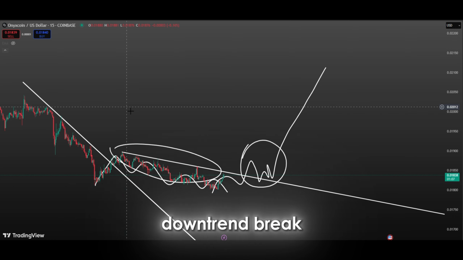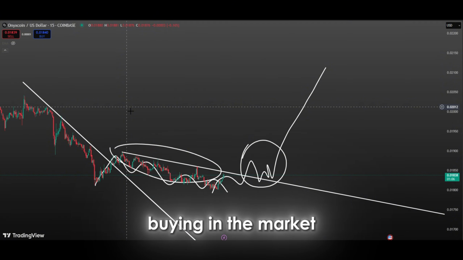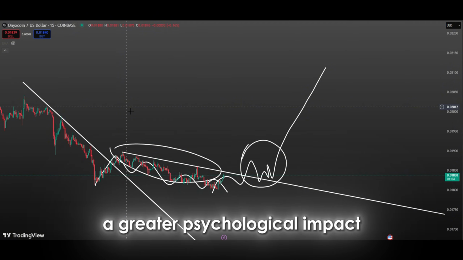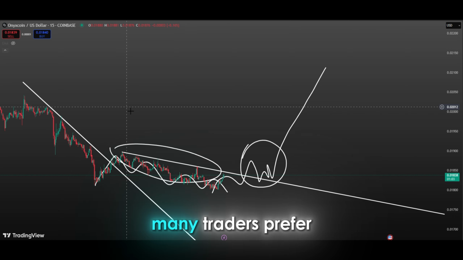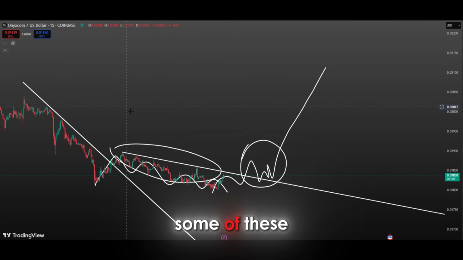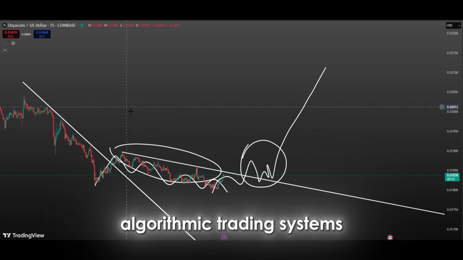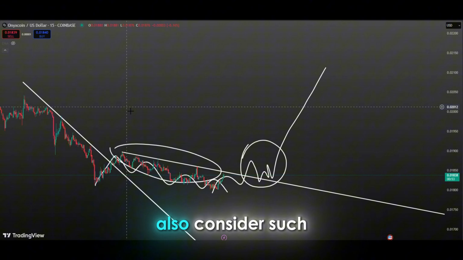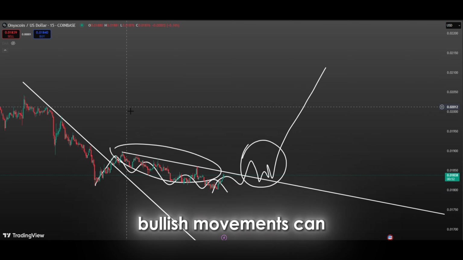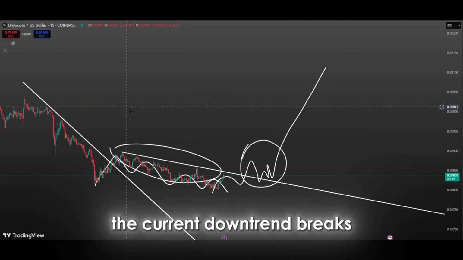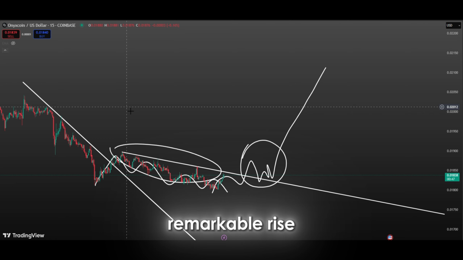This is because a downtrend break usually triggers a new wave of buying in the market. Such downtrends have a greater psychological impact than technical analysis. Many traders prefer to remain cautious when the price is in a downtrend. However, when the trend line is broken, some of these traders are tempted to buy in order to seize the opportunity. This sets the stage for a rapid upward movement in the price. In addition, since algorithmic trading systems and professional traders also consider such breakpoints as buy signals, sudden and sharp bullish movements can be seen after an upward break of the trend line. From this point of view, if the current downtrend breaks, there is a possibility of a remarkable rise not only technically, but also in terms of volume and volatility.